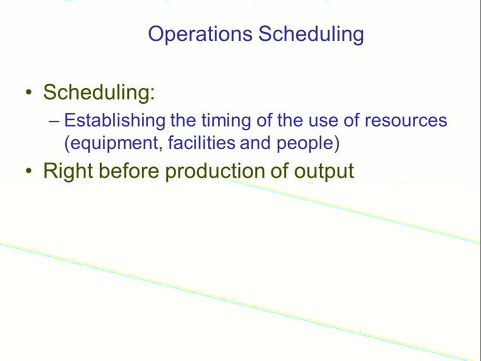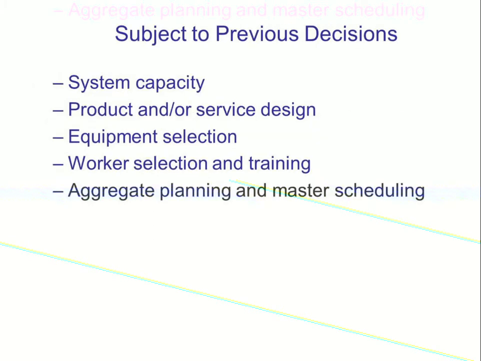Scheduling is at the end of the line because a lot of prior decisions have been made that affect or constrain what we can do with our scheduling. So scheduling is actually establishing the timing or the use of resources, equipment, facilities, and people, and that is to actually produce the output. So prior to all that happening, we've made decisions about systems capacity, about how our product or service is designed, what equipment we have, how that equipment is organized, worker selection, et cetera. So there's been a lot of decisions. So we're really at the very tactical end of making it actually happen.